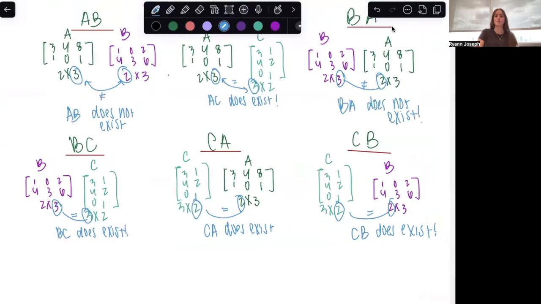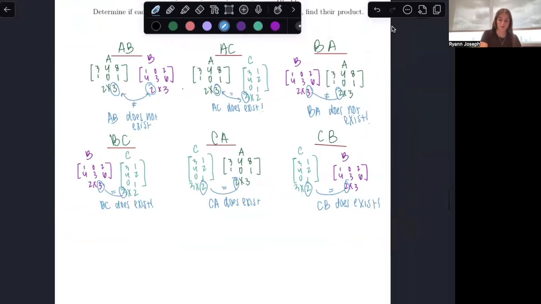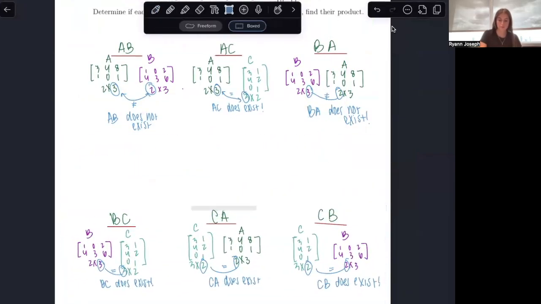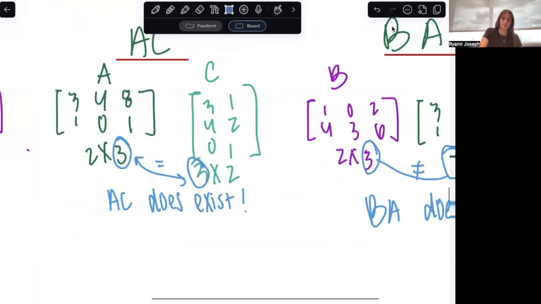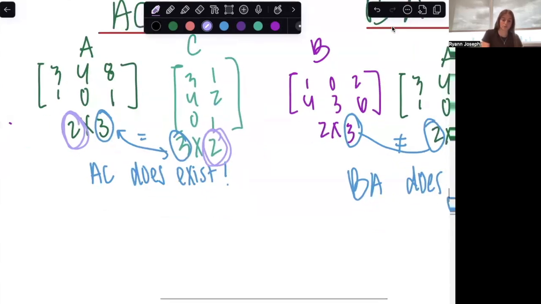All right, now that we've determined which combinations do exist, we should solve for them. So the first one I'm going to do is AC. So I'm going to move these down a bit. All right. AC. Let's figure out what size AC is. AC is going to be a 2 by 2 because those are the outer numbers. So AC is a 2 by 2.